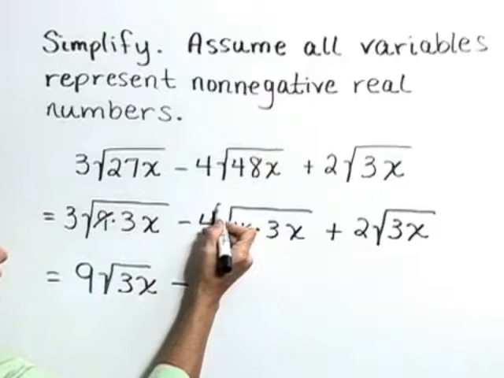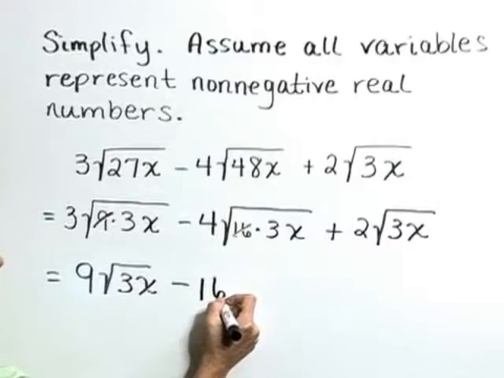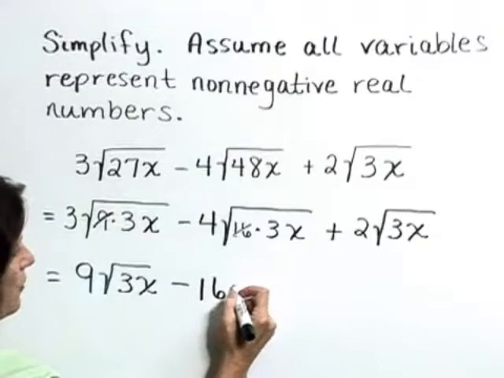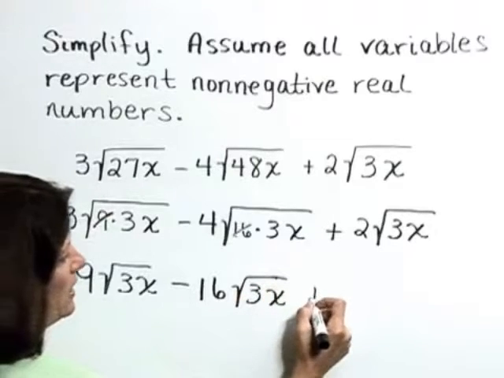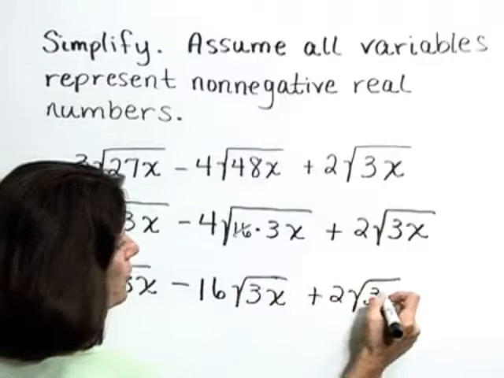So out comes a 4. Times 4 gives 16 as the number outside the radical. 3x stays underneath. And lastly, let's just again rewrite that last term. 2 times the square root of 3x.